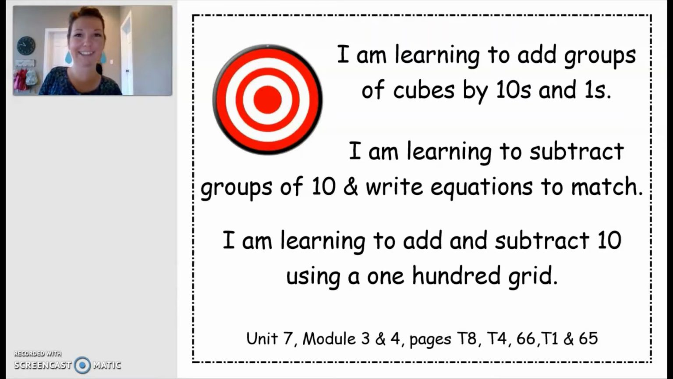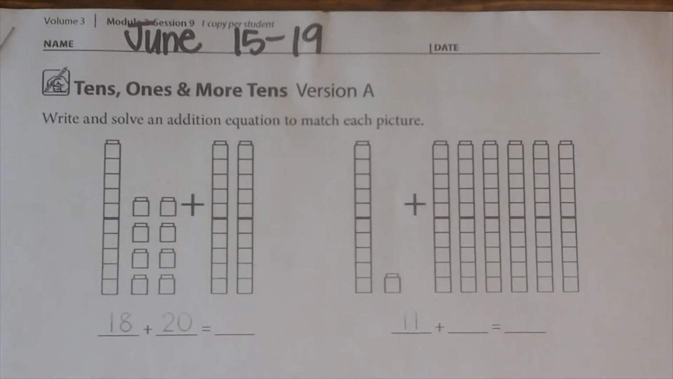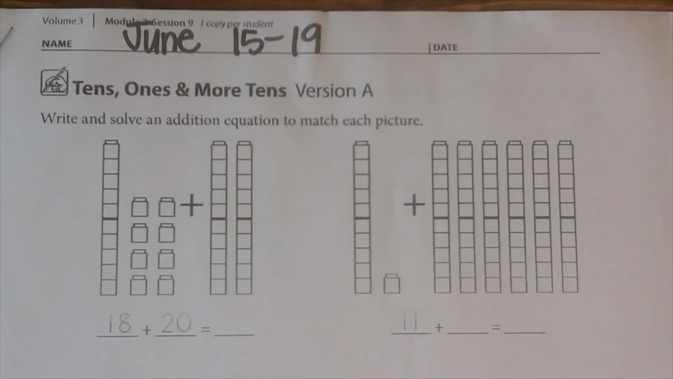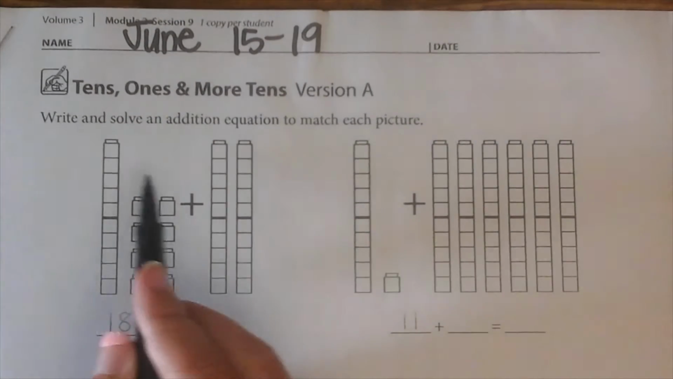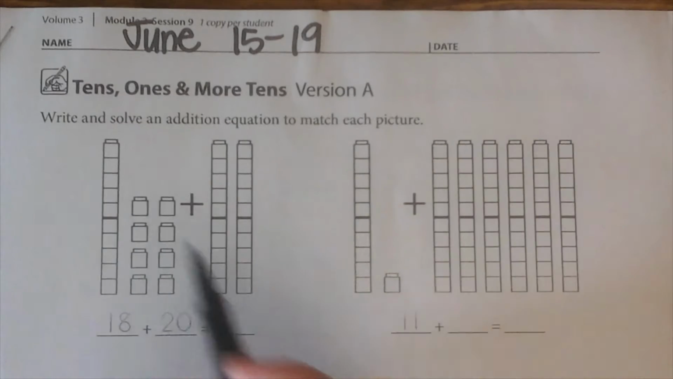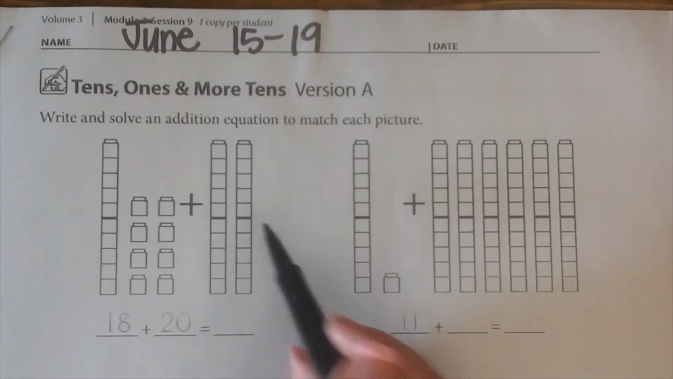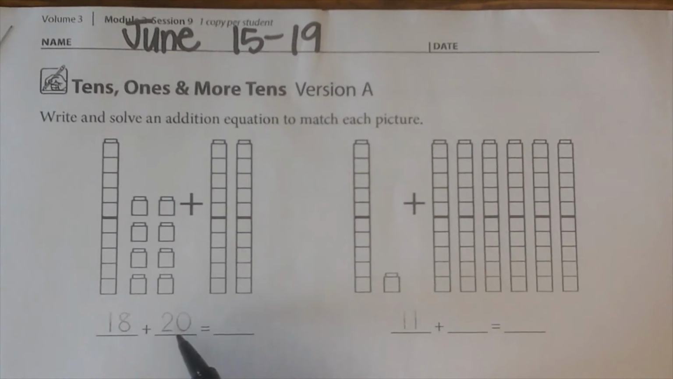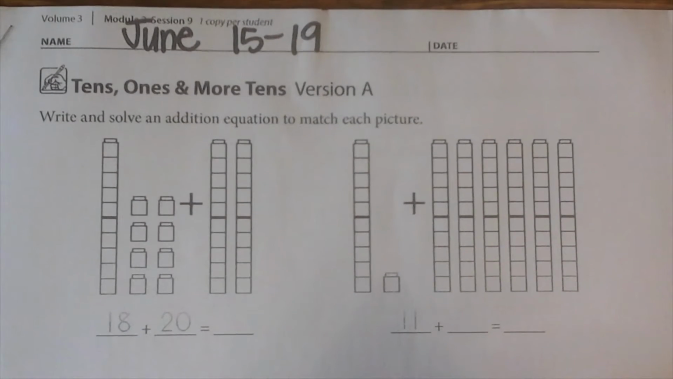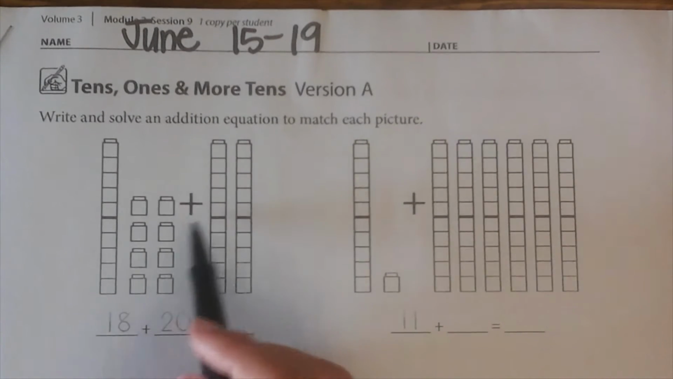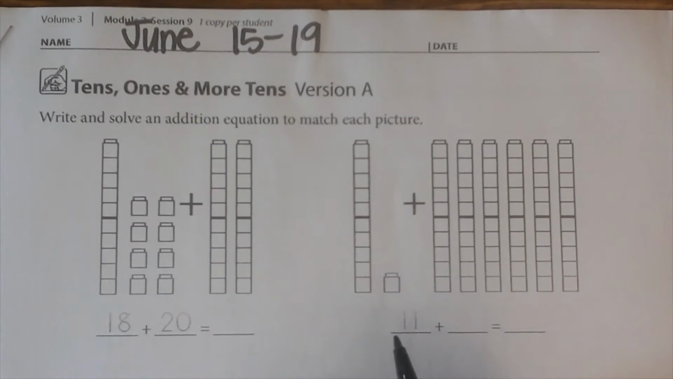Let's get started. All right, here we go, first grade. We are going to write and solve an addition equation to match each picture. So the way we're going to do this is we're going to look at how many cubes are in the first part, how many cubes are in the second part. We're going to record that for the first part of our equation, and then our job is to find the sum, which means the total cubes all together, because we can see a plus symbol right in the middle. I still want you to use all of your good strategies about counting by tens and ones.